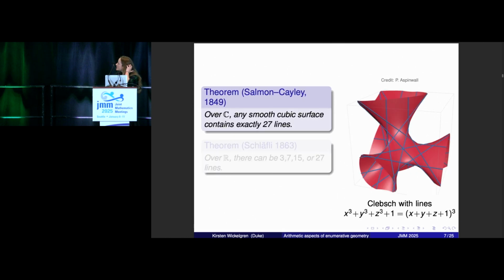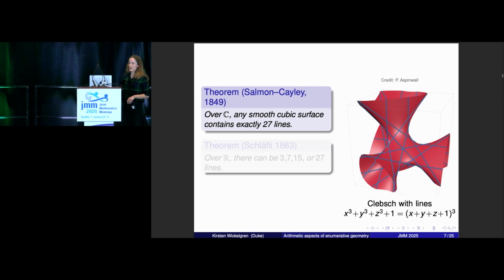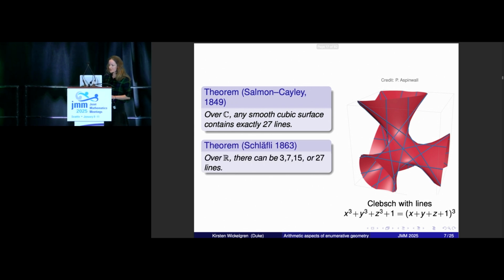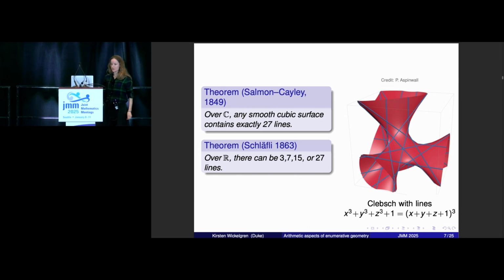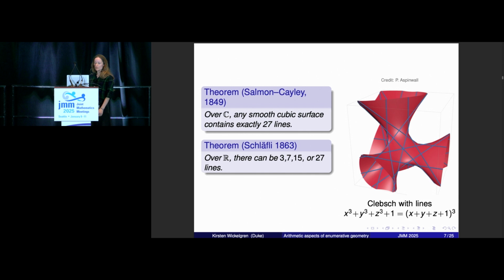A celebrated theorem of Salmon and Cayley from the 19th century is that any smooth cubic surface contains exactly 27 lines. And here you can see the 27 lines. They're even real for this special cubic surface. However, over R, this is not true in general. So Schläfli, in the 19th century, again, showed that there can be 3, 7, 15, or 27 lines over R.